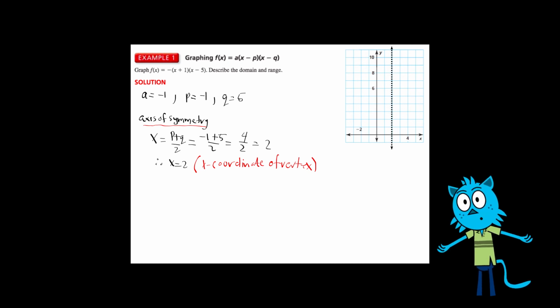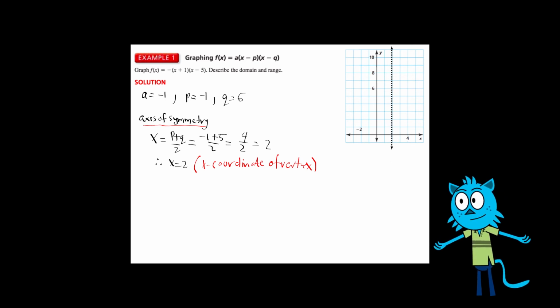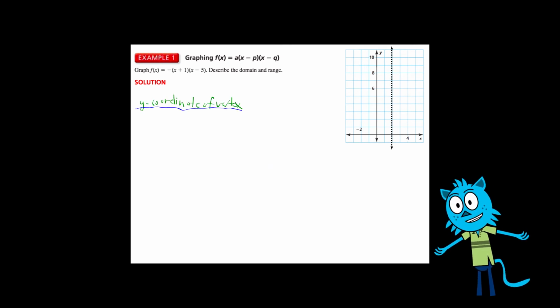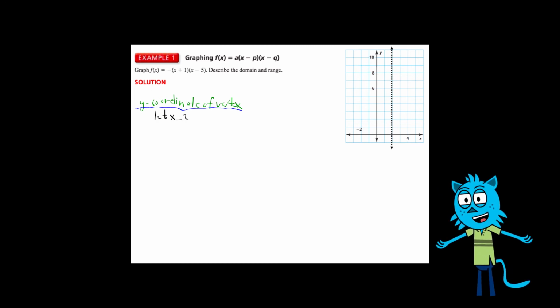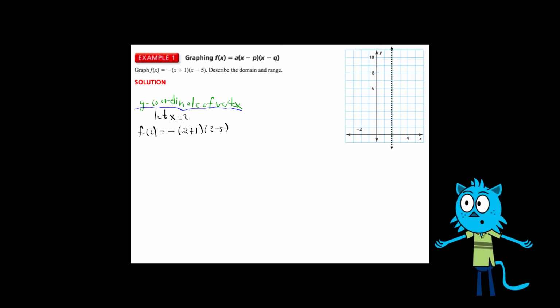Next, since we already have the axis of symmetry, we have the x-coordinate of the vertex, so let's go ahead and find the y-coordinate of the vertex. The way we do that is, we know what x is, so we're going to take x equals 2 and substitute it into our function. So a little bit of substitution looks like that. So f of 2, and then anywhere you see an x, you're going to substitute in a 2.